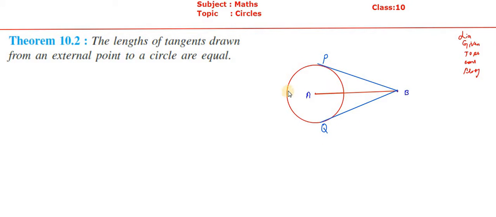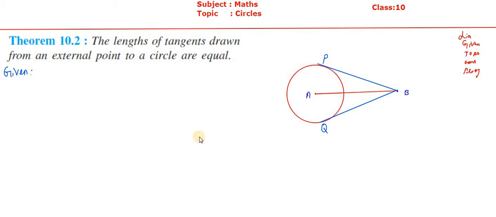Now what we need to do is prove that the lengths of the tangents are equal, that is BP is equal to BQ. We need to prove BP is equal to BQ. The diagram is done, so after that we need to write the given. Just look into the diagram and guess what the given is.